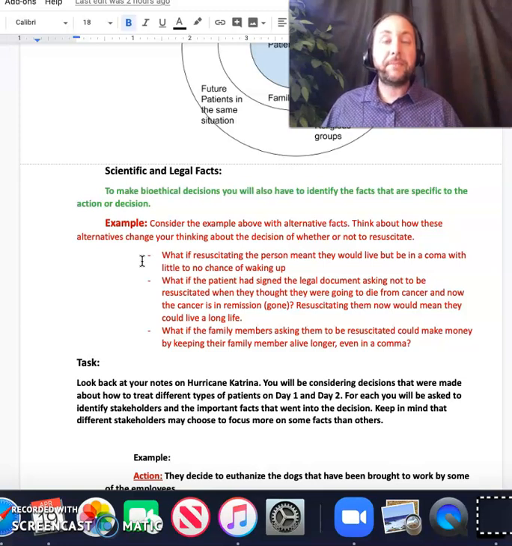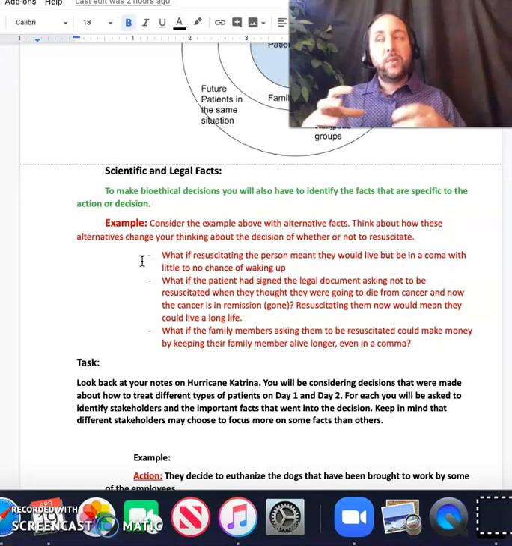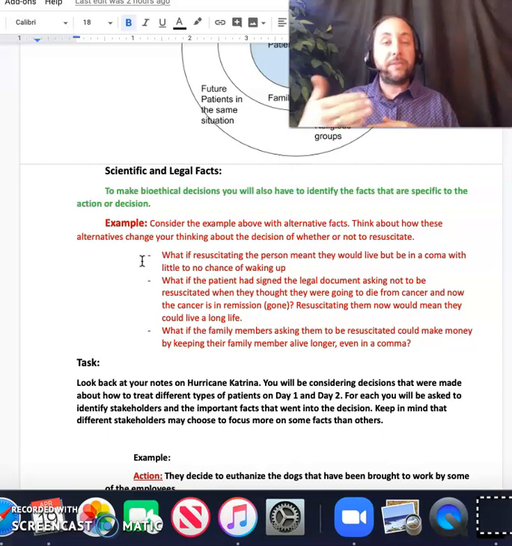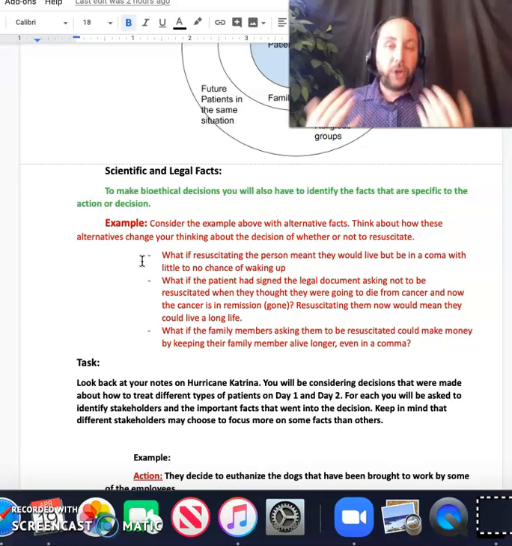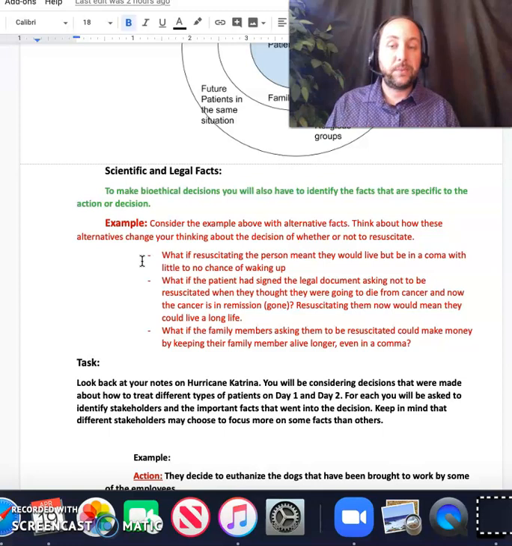What if the family members asking them to be resuscitated could make money by keeping that person alive even longer, even if they were in a coma, right? Would that affect your decision, right? So we need to collect the important facts before we go forward with making a decision, okay? The problem is in bioethics, we often don't have all the facts. We have as many facts as we can, and we make the best decision with the facts that we have.